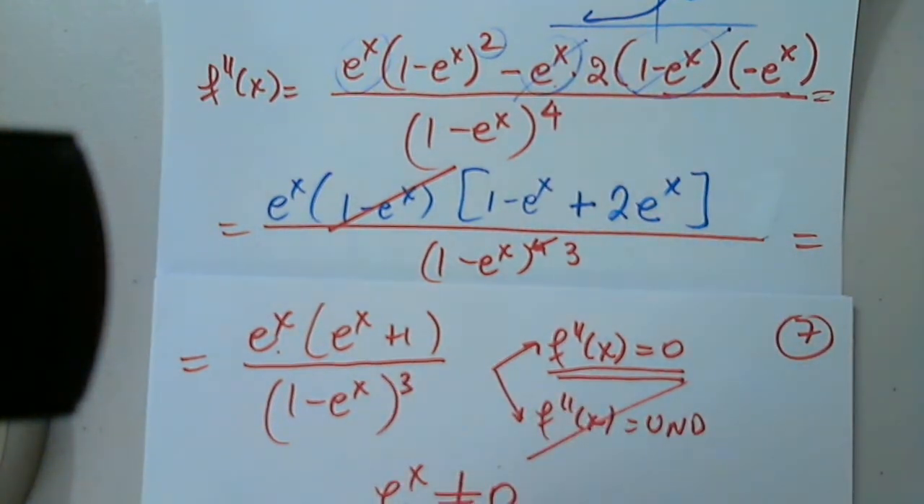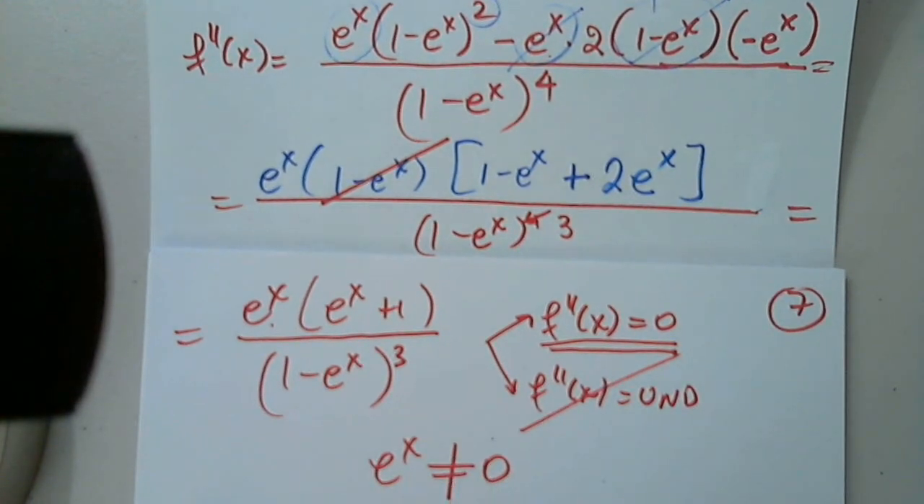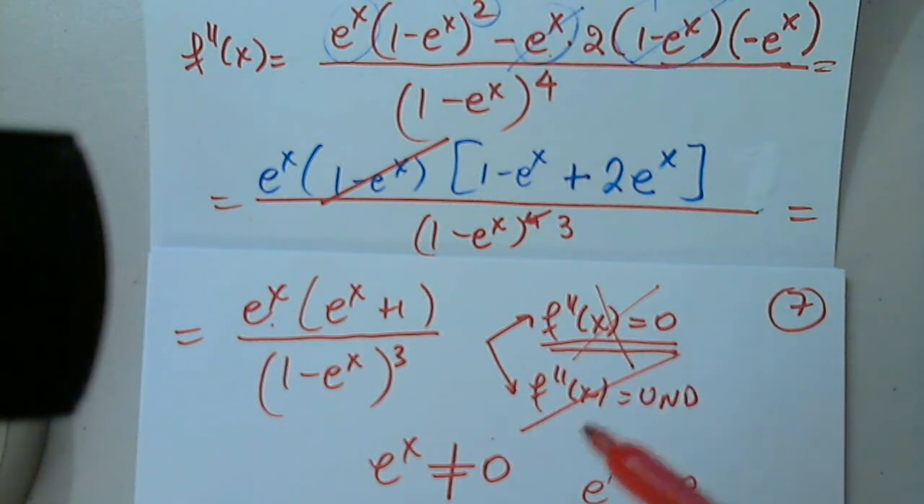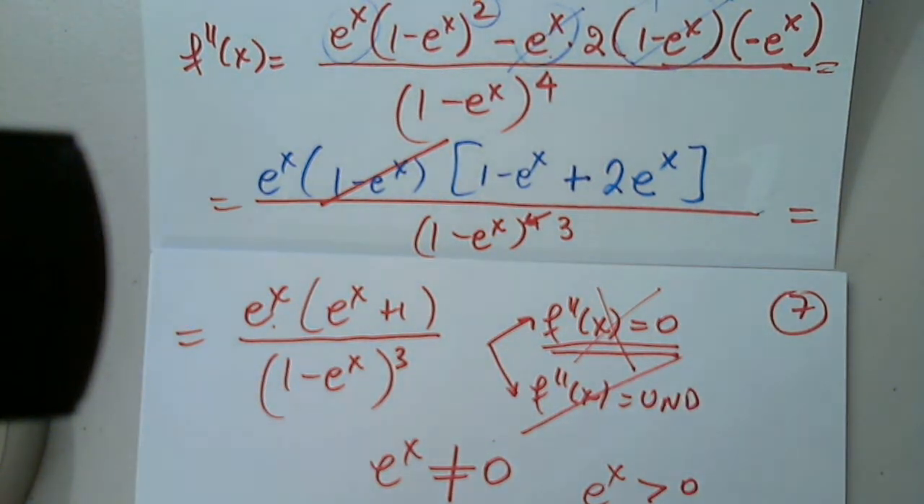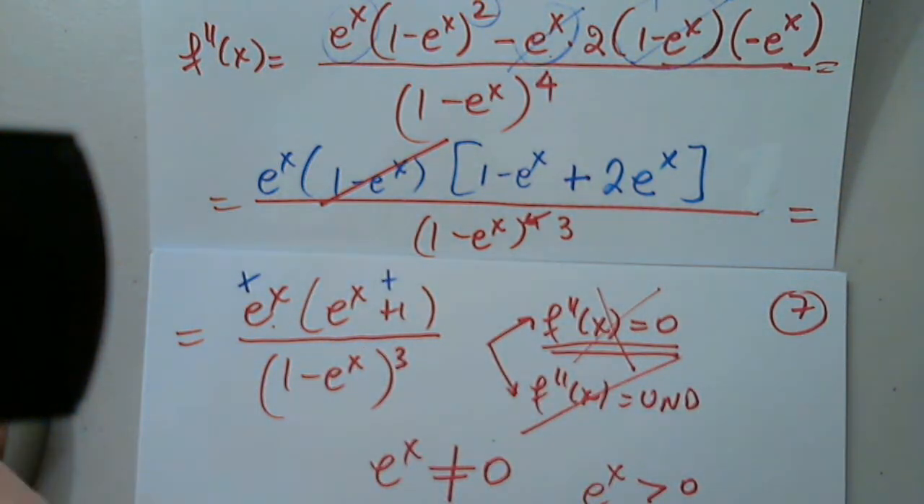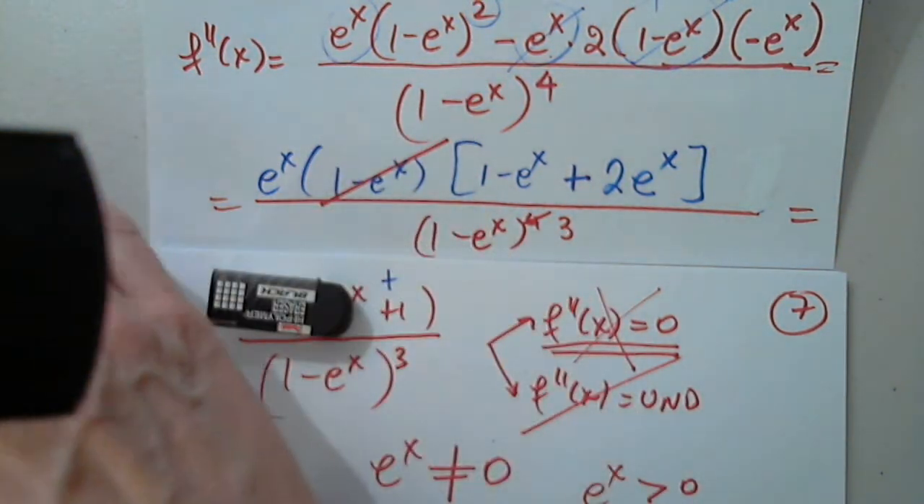But e to the x could be, let's see, it's positive. And this could also not be negative 1. It's because e to the x is always a number greater than 0. So nothing comes out of this either. Now I have to study the sign. This is positive, so I'm not going to worry about these two.